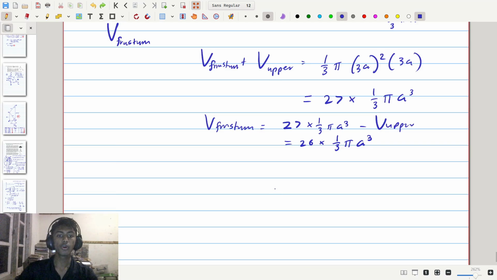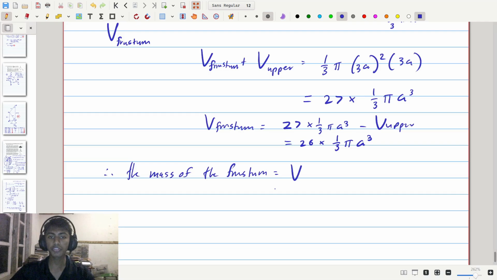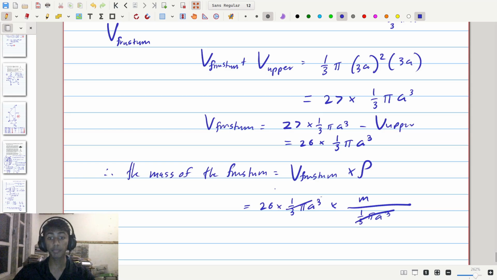And therefore, we can finally write down that the mass of the frustum is equal to the volume of the frustum times the density rho, which is equal to 26 times 1/3 pi a cubed times the density, which is m over 1/3 pi a cubed. Cancelling out the 1/3 pi a cubes, we are left with 26m. So we can see the answer is 26m.